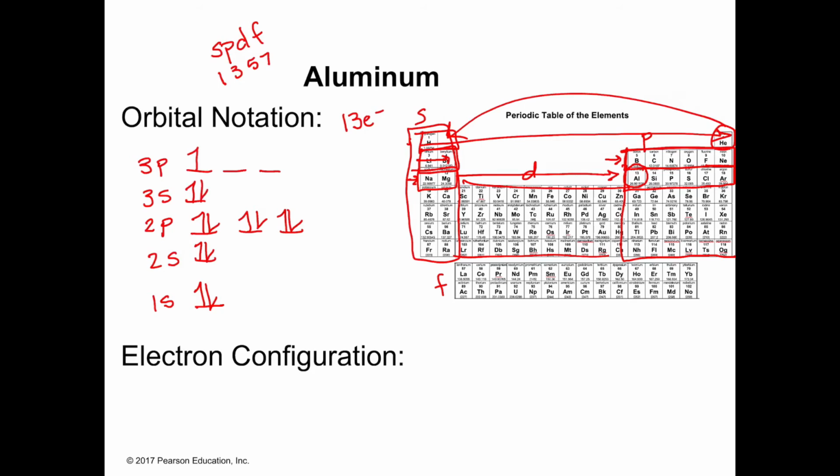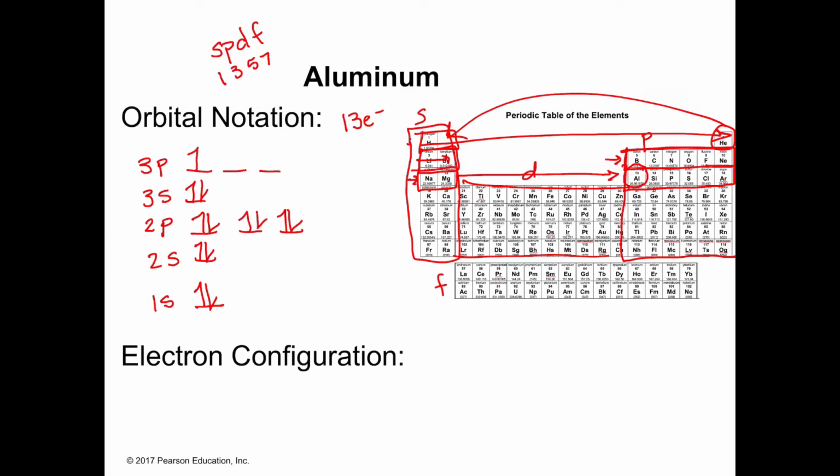Okay, so some of these longer ones, like when we did arsenic, you'll start to notice that they take up a lot of space, and they take a long time to write out. And so chemists thought there's got to be a better way, right? And you're right, there is. There's a way that's much shorter. And so this is called the electron configuration.